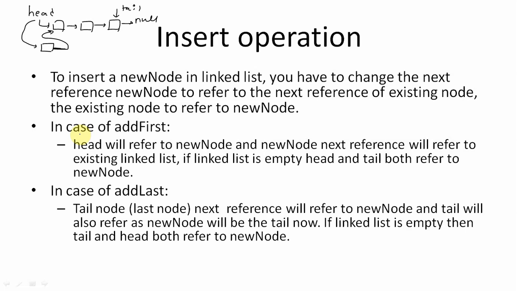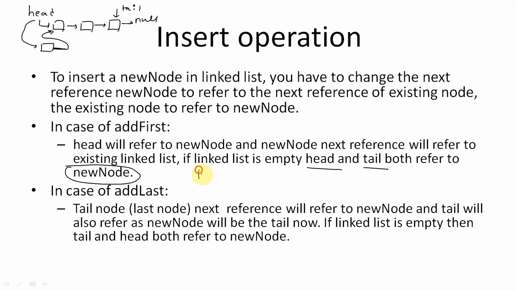In the case of add first, that is insert at beginning, the head will refer, as we showed in the example. So head will refer to the new node, and the new node's next reference will refer to the existing list. If the linked list is empty, there is a case when you want to add first but the linked list is empty, then head and tail both will refer to this particular new node.